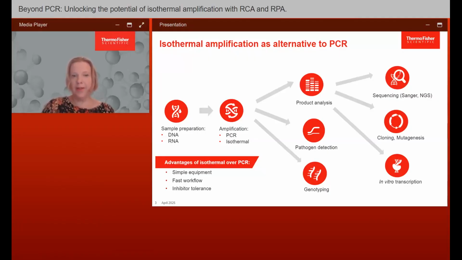Another important advantage is that workflow can take less time, especially if there is a need to get really high amounts of DNA to work with whole genomes, whole plasmids. So isothermal amplification is indeed more efficient. And the last advantage is that isothermal methods are known to tolerate inhibitors present in samples of suboptimal purity.